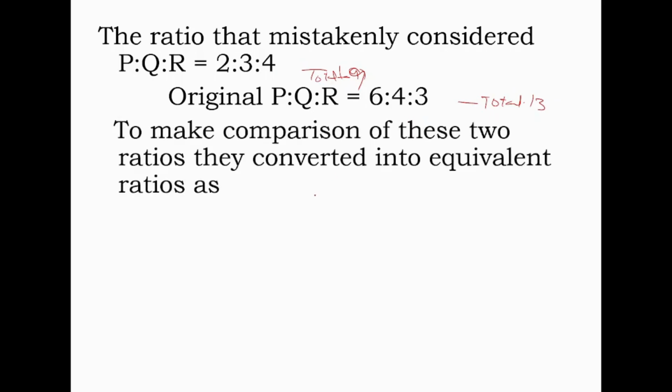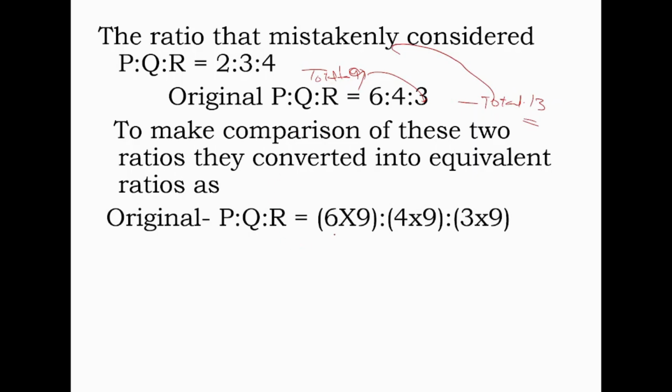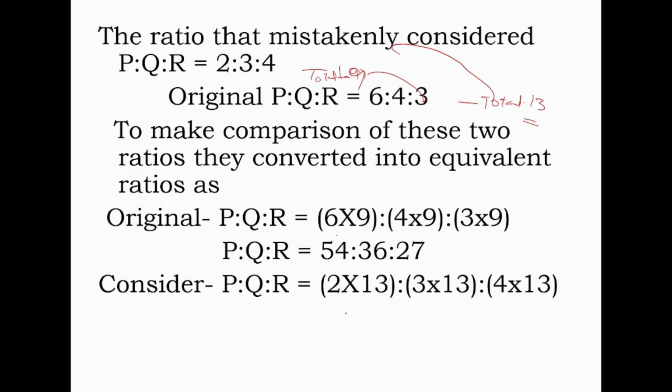So for the comparison, we have to multiply the original ratio with 9 and the mistaken ratio with 13. So the original ratio is 6 into 9 is to 4 into 9 is to 3 into 9. 6 nines are 54, 4 nines are 36, 3 nines are 27. So 54 is to 36 is to 27. And the mistaken ratio is multiplied with 13: 2 into 13, 3 into 13, 4 into 13. So 2 13s are 26, 3 13s are 39, 4 13s are 52.